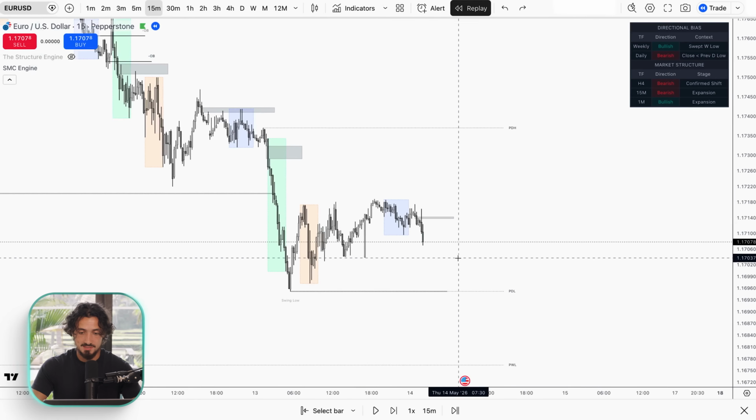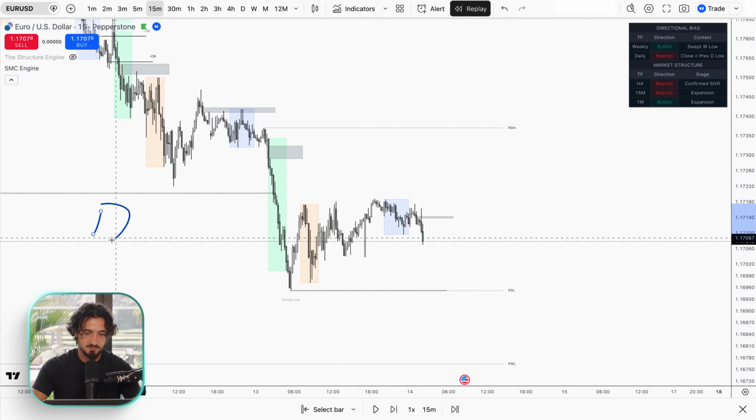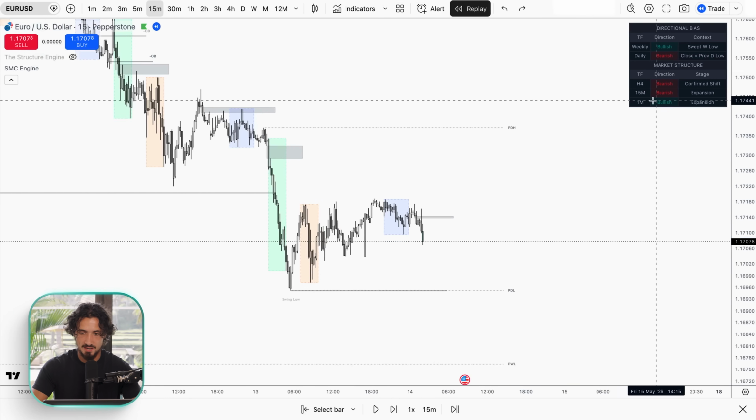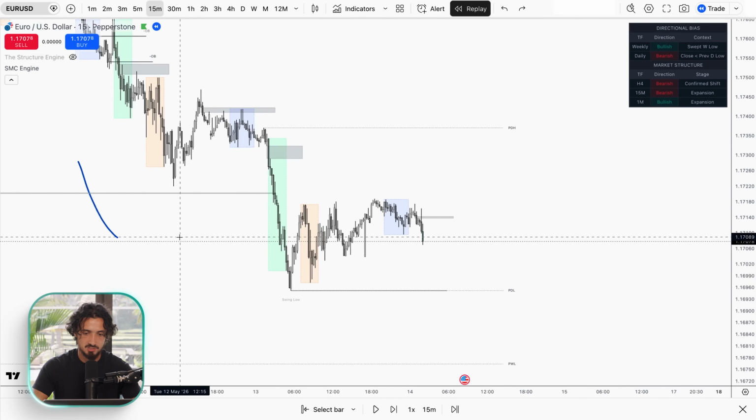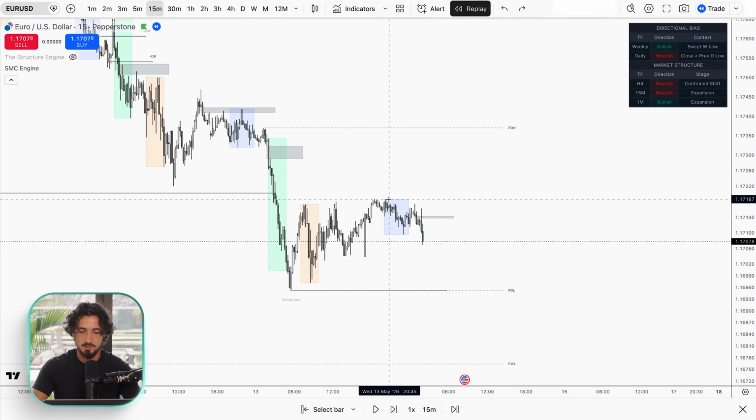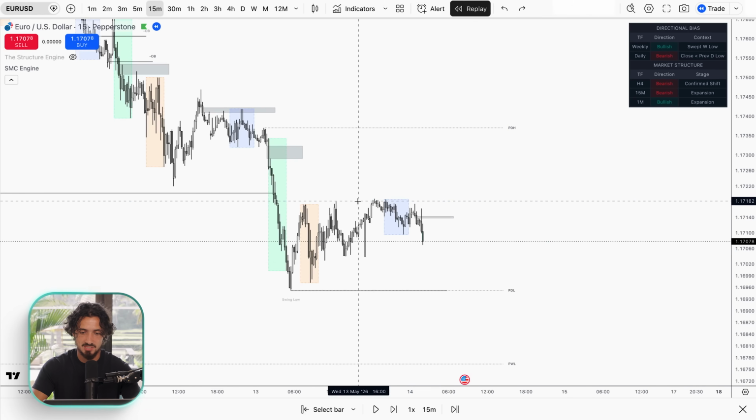So yeah, this is the London setup. Step 1, you have directional bias, which we know is bearish. It shows us here that it's bearish. Step 2 is location. So we're waiting for Asia session high to be taken. Asia session high is a setting that, again, I have in my SMC engine.